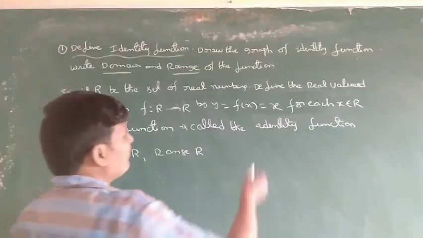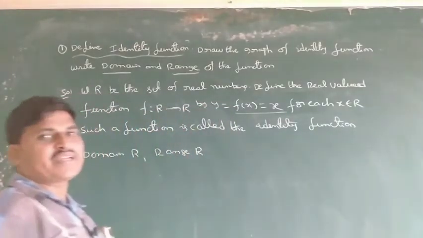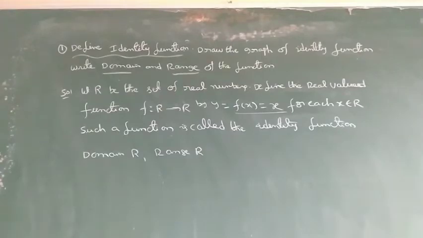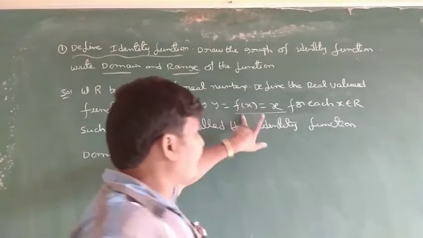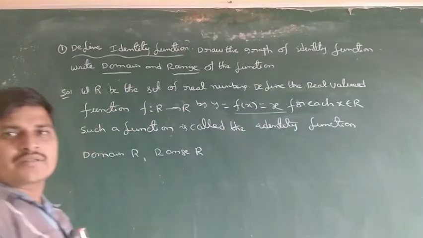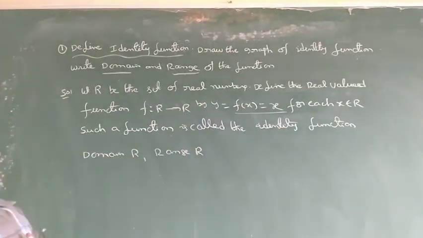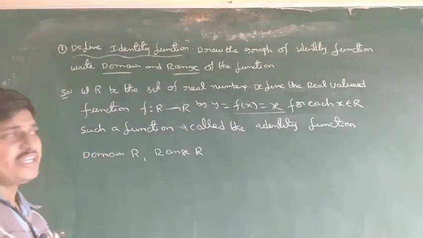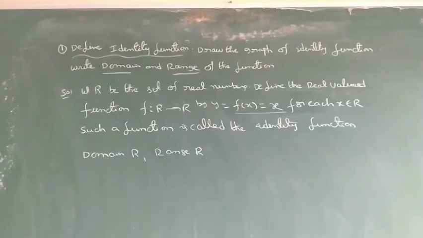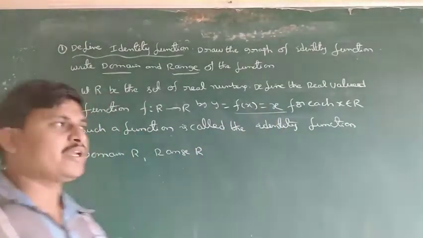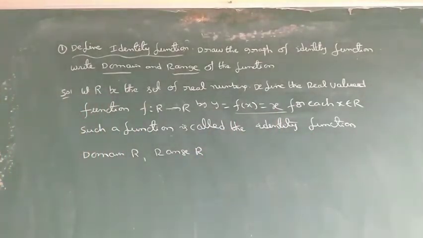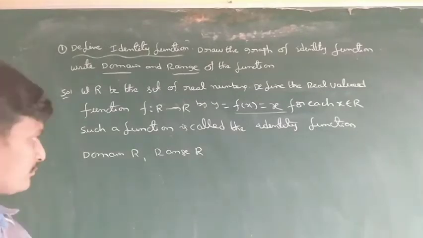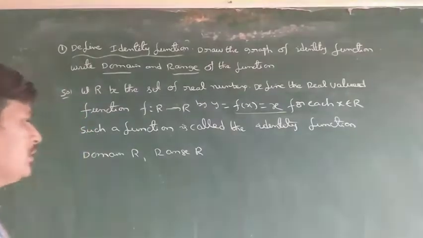What is the function? Identity function means f of x is equal to x. This is the main point, 3 marks. Normally, let R be the set of real numbers. Define the real valued function f from R to R by y is equal to f of x is equal to x. So for each x belongs to R, such a function is called the identity function. Simple. Okay. Range and domain are R.